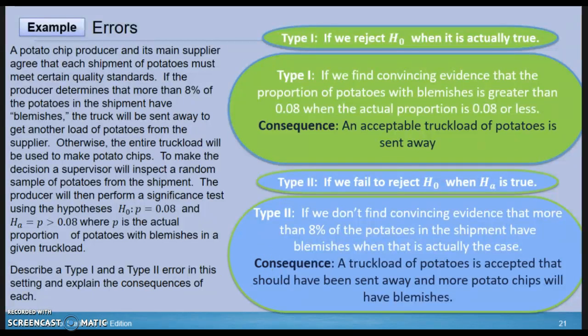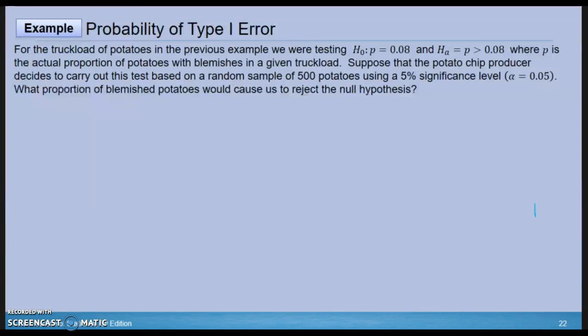So that's how you would describe the type 1 and type 2 error in the setting. Okay, so now the second part of this example about the potatoes, I'm going to kind of skip through. The potato chip producer decides to carry out a test based on this random sample that we're working with of 500 potatoes and a 5% significance level. So that's alpha equals 0.05.